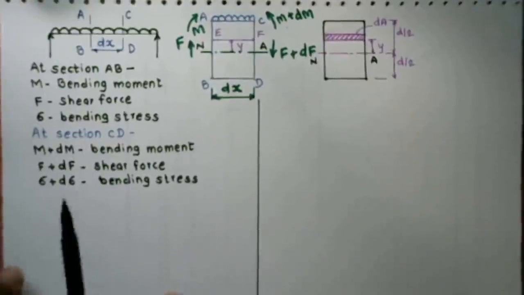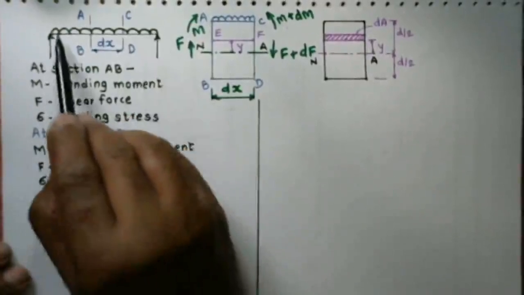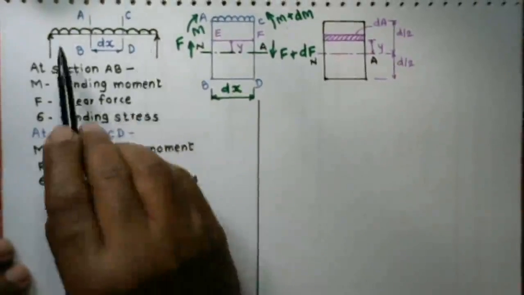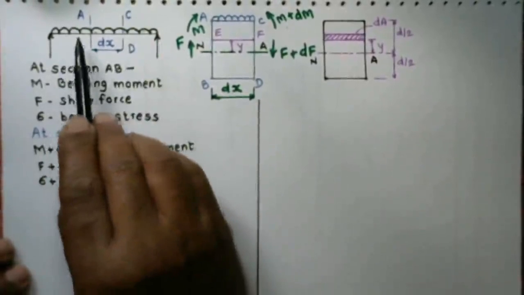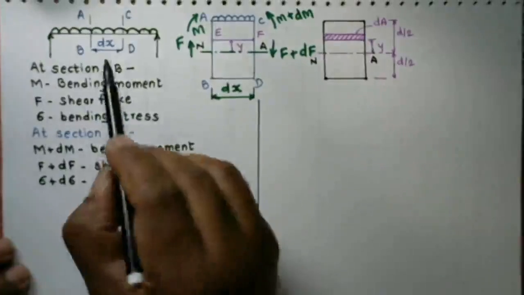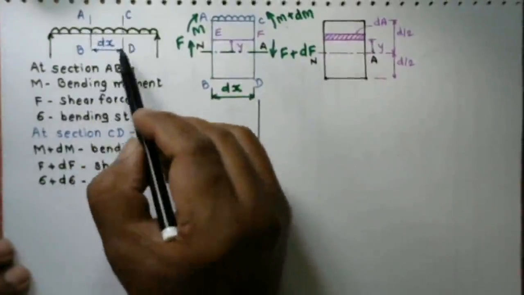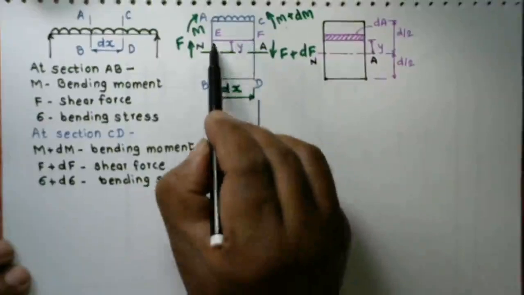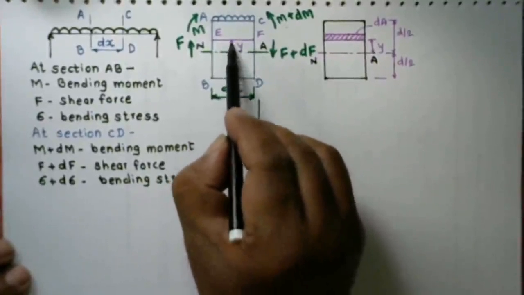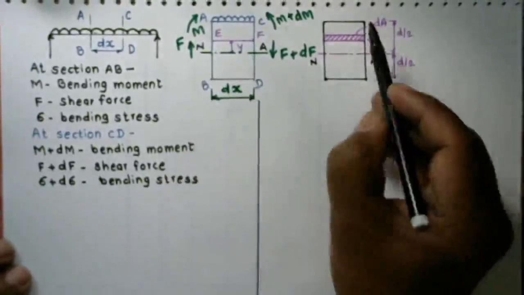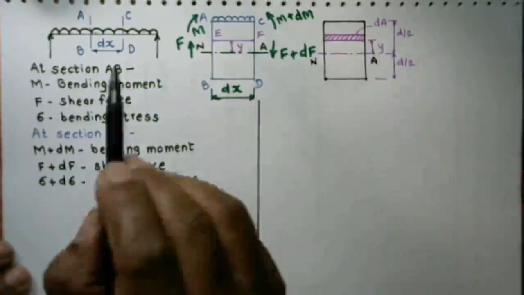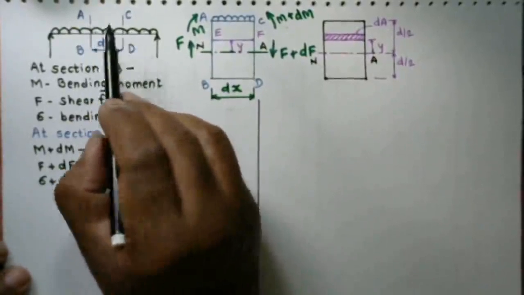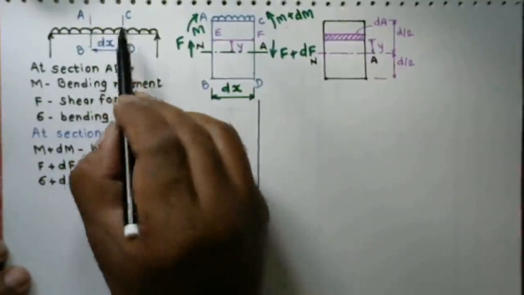Let's see. The figure shows a simply supported beam carrying a UDL throughout the span. For this UDL, shear force and bending moment will vary along the sections of the beam. Consider two sections AB and CD at a distance delta x, and consider an elementary area EF, at a distance y from the neutral axis, with elementary area dA. According to this, bending moment and shear force vary from point to point. So here we are considering two sections AB and CD.